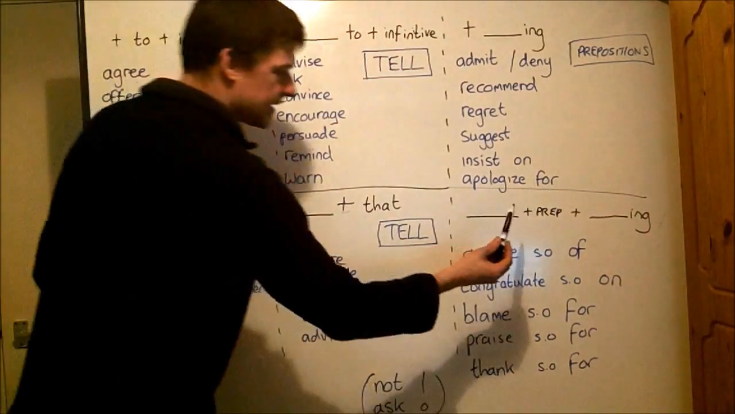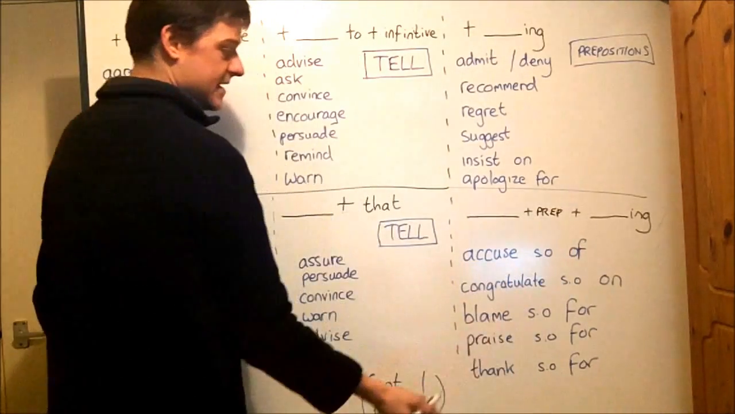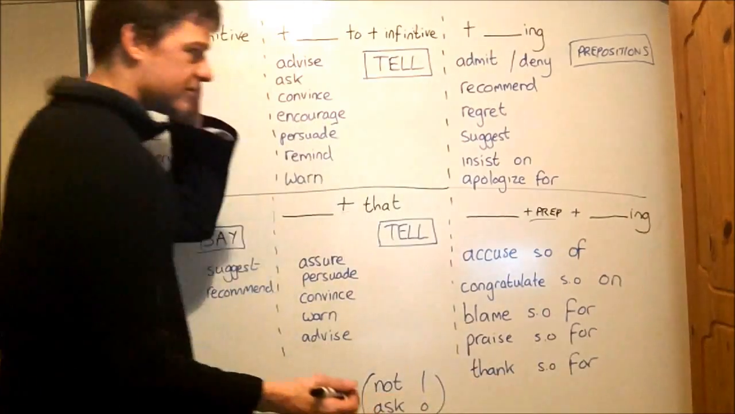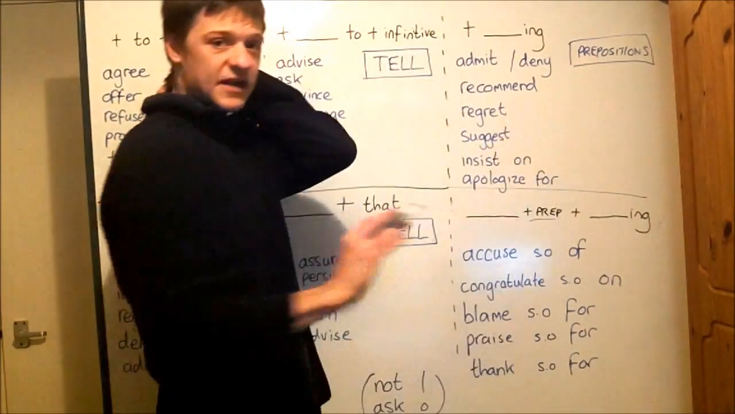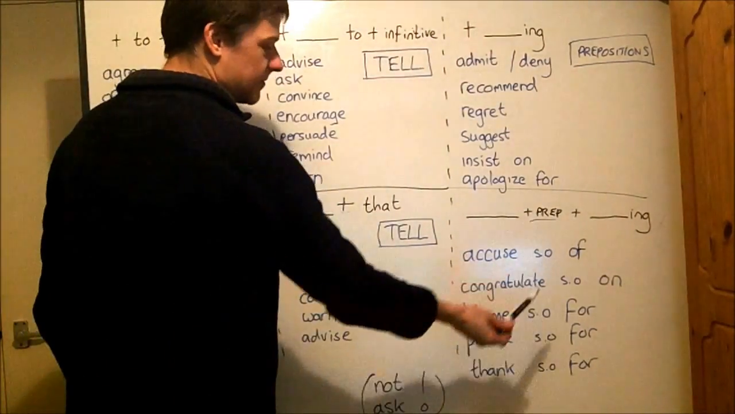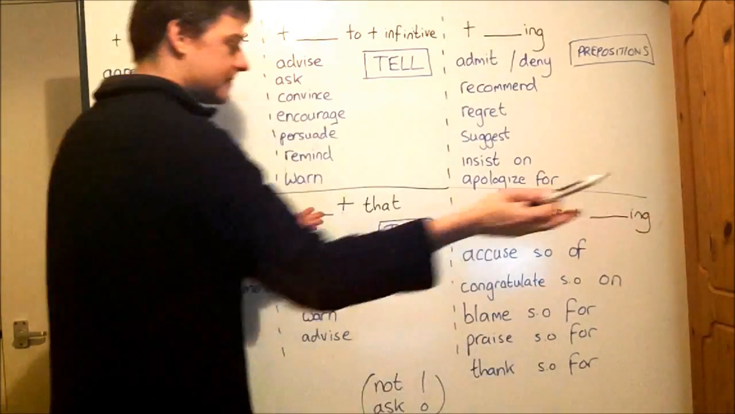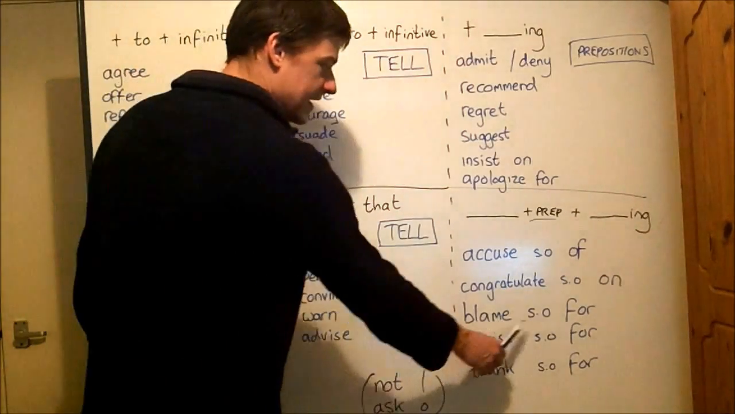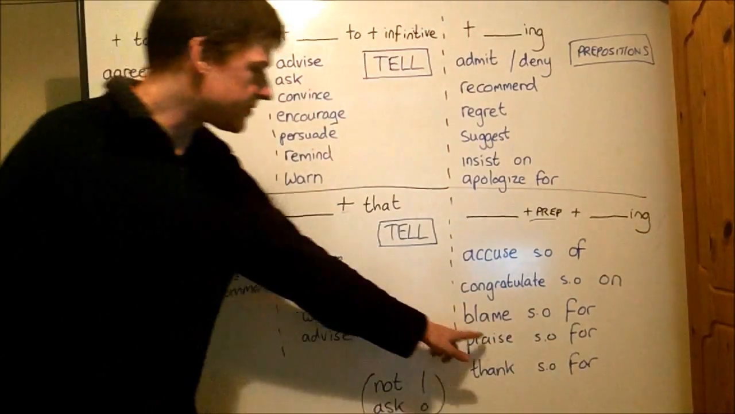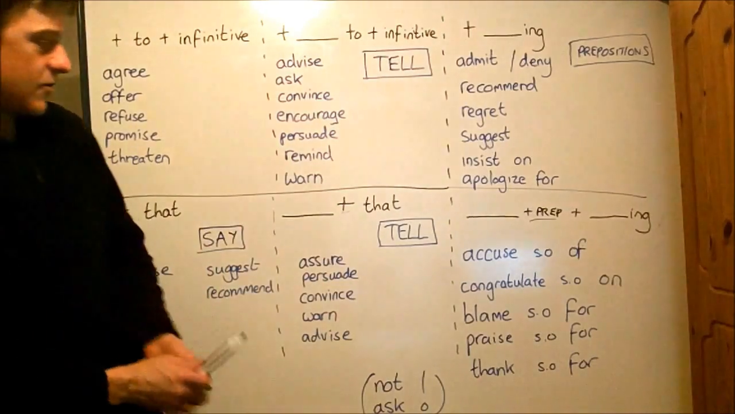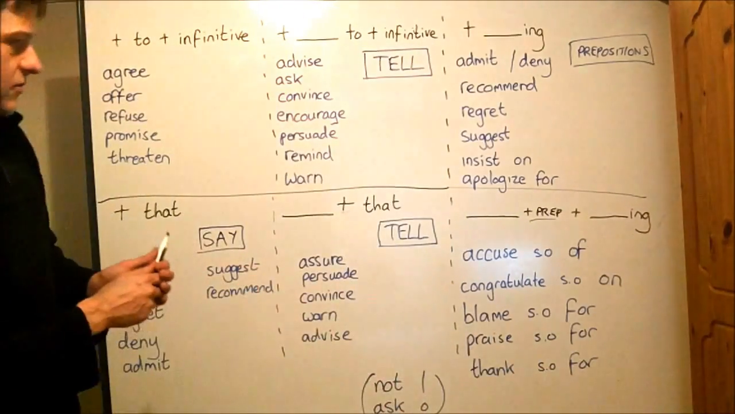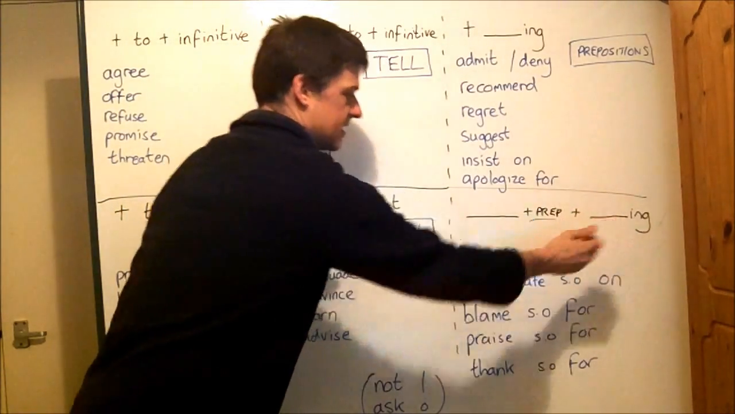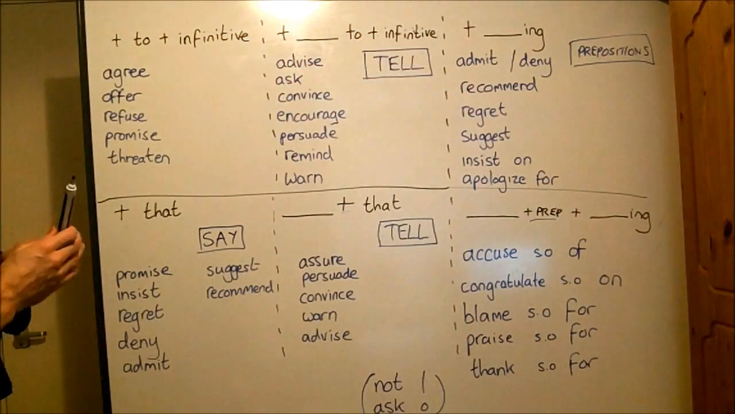And the last group here is just when you have object, then a preposition, and then gerund, because gerund is always after prepositions anyway, you should remember that. So some examples: accuse someone of killing somebody, congratulate someone on passing their exams, blame someone for breaking the vase, praise someone for doing excellent homework, and thank someone for giving you a wonderful present. These all need the object, then the preposition, then gerund form for the verb which follows.